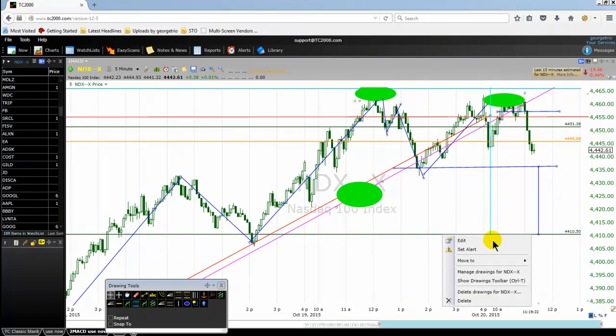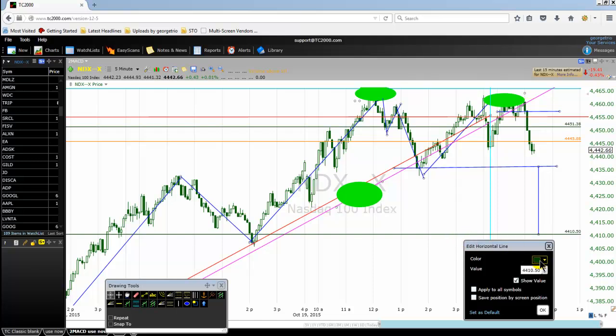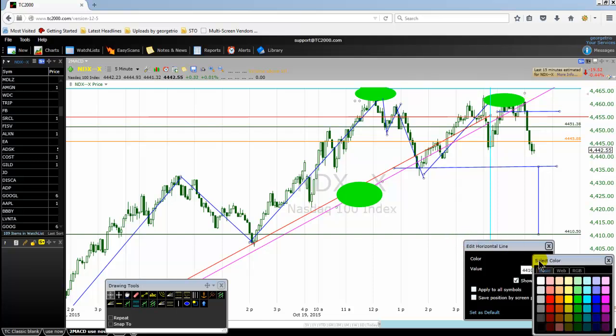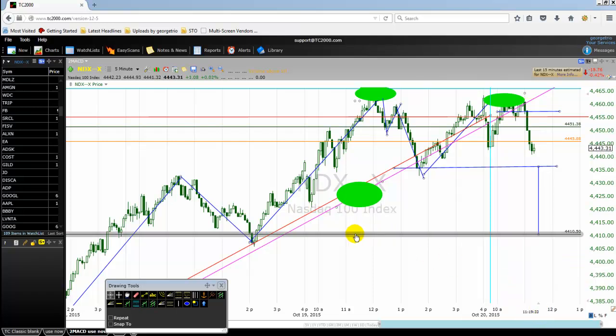Have too many lines now. Okay, stay focused, please. Okay, let's color it into black. That's the black line here at 4410. If the price comes to this level, I will be out of my trade. So I will be prepared to take profit somewhere.